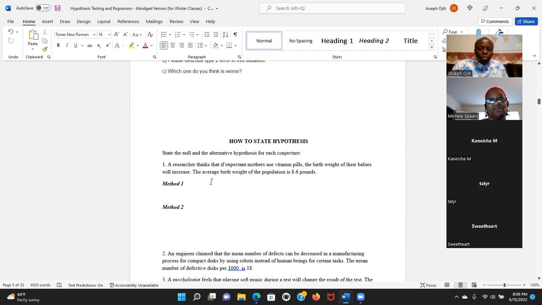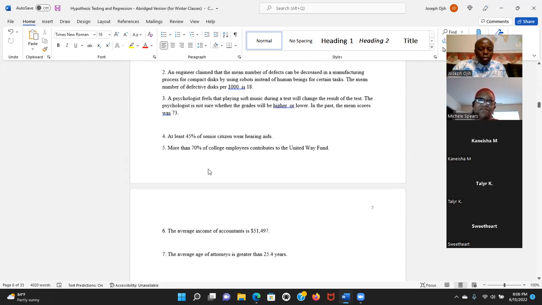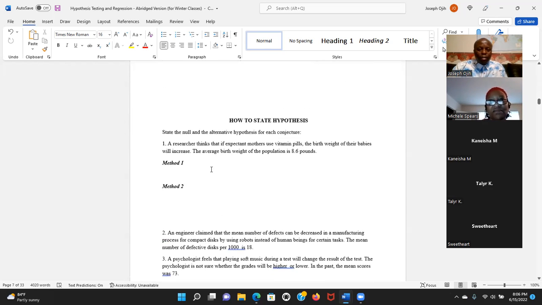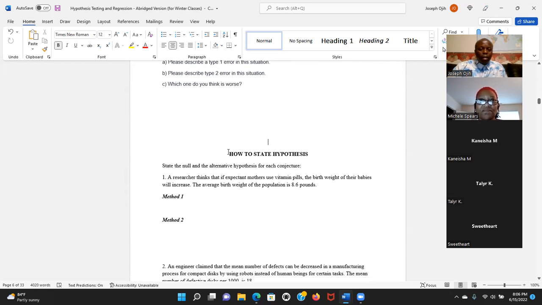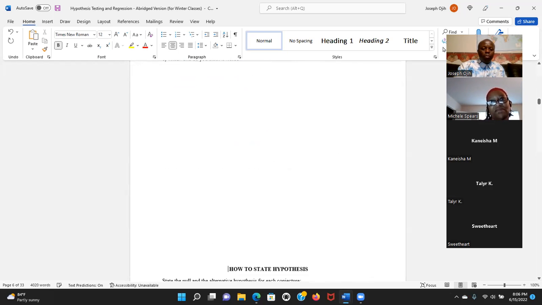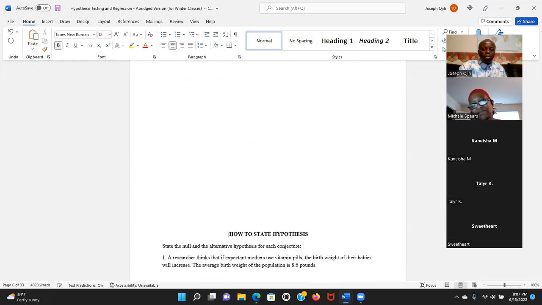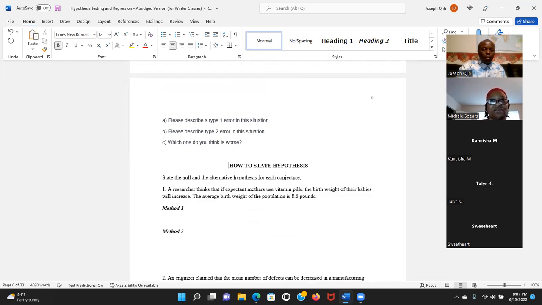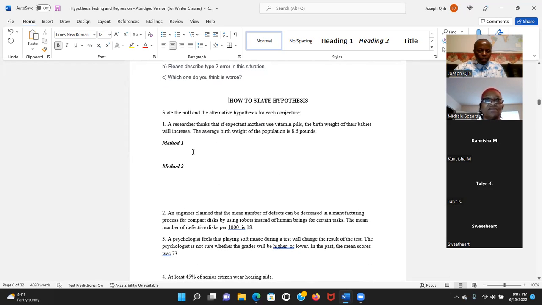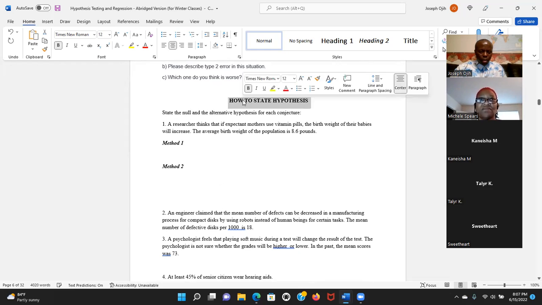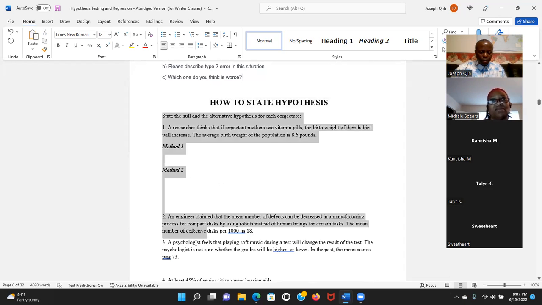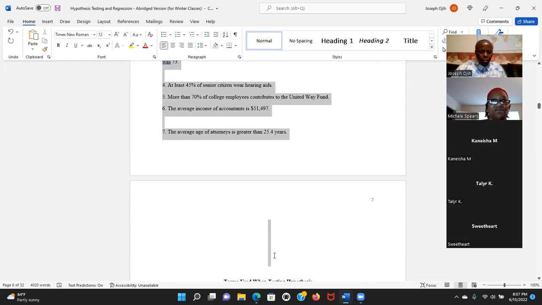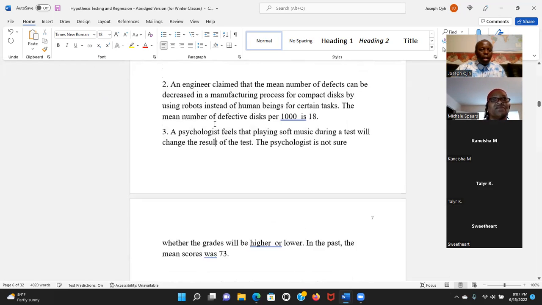Now let us move to the types of hypothesis we have, and how to state hypothesis. Let's see some examples. I think I should bring this up instead, on how to state hypothesis.